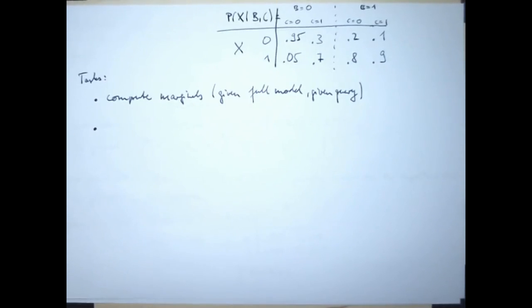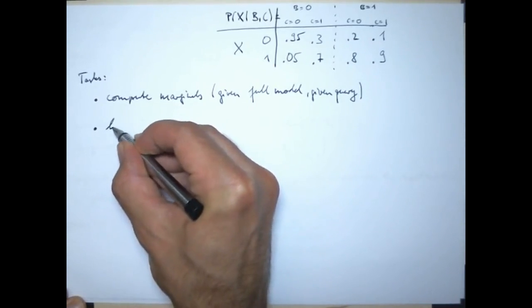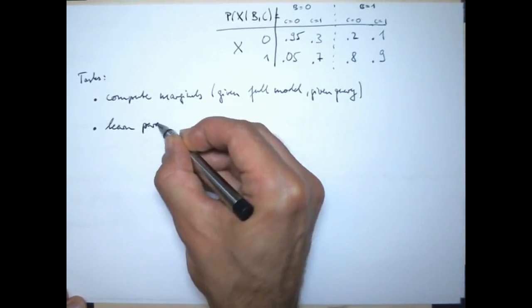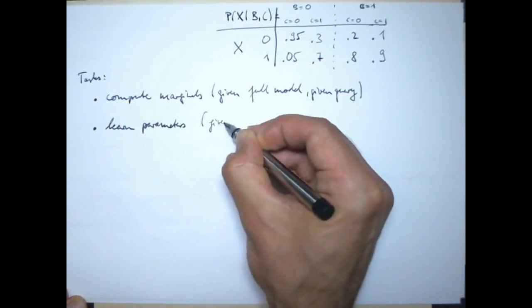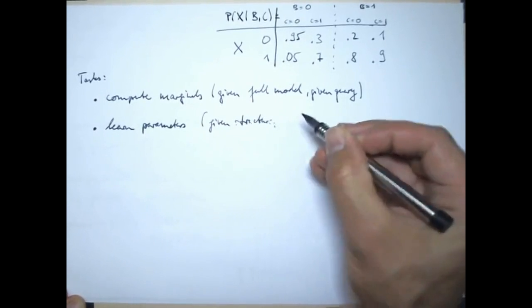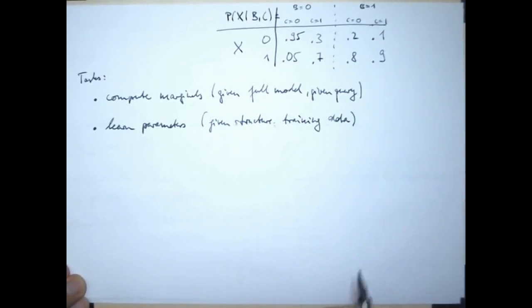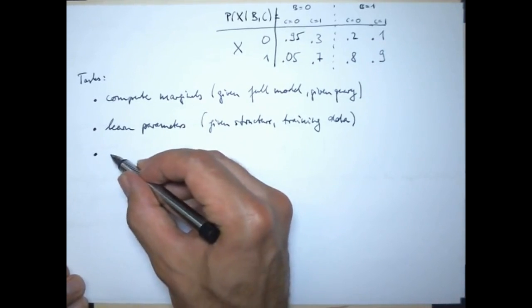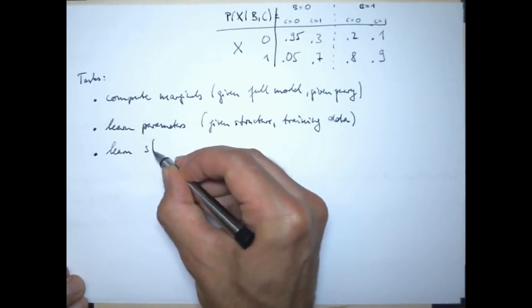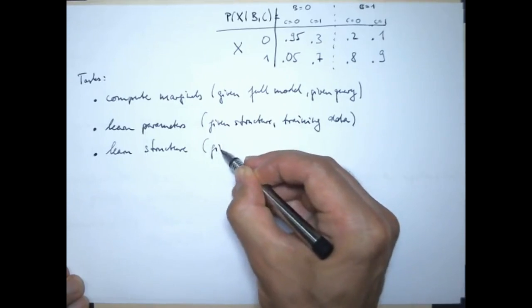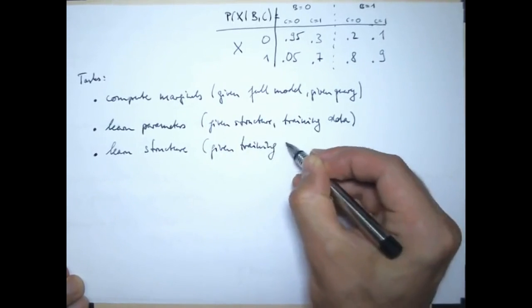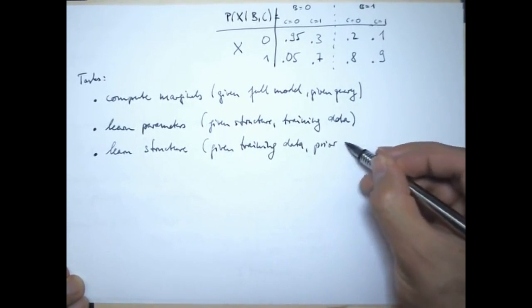So. But sometimes we are given the model structure, but we need to learn these tables. So learn the parameters, that would be given the structure and given training data. And sometimes we're left with the task to really learn the structure itself. That's the hardest of all. So this is given training data and also prior assumptions on the distribution of the random variables.